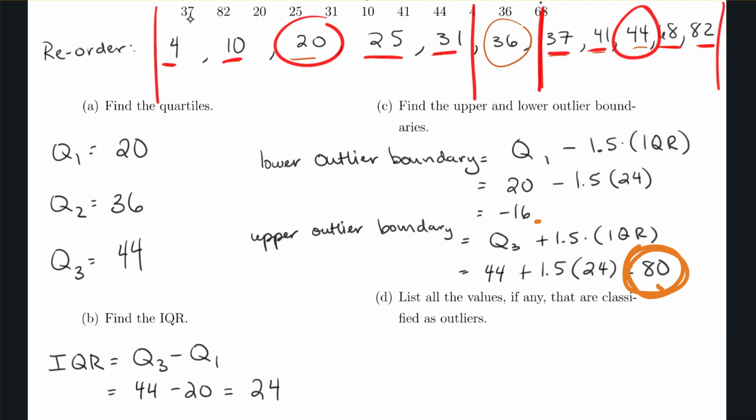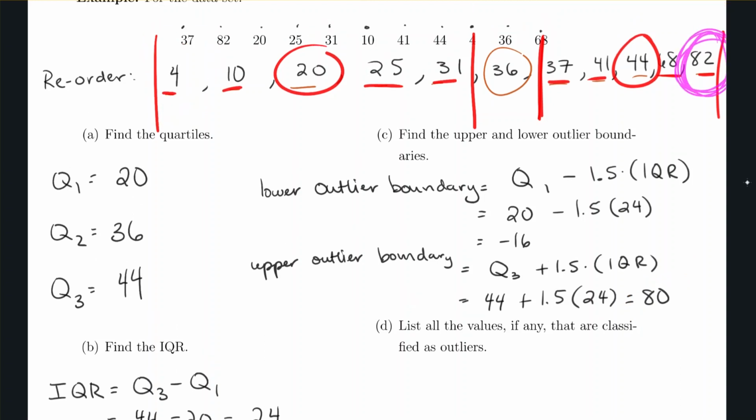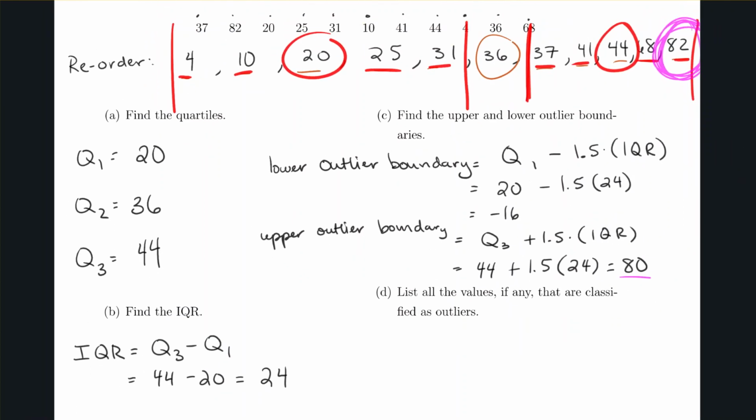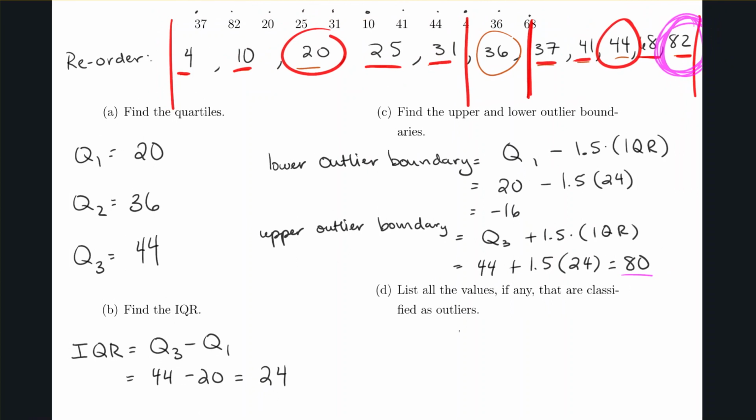Now looking at our list, our lowest value is 4, so we have no lower outliers. However, we do have 82 as a value in the list. That is our upper outlier because it is past the boundary of 80. So it says list any values that are classified as outliers. We would just list 82 in this problem.